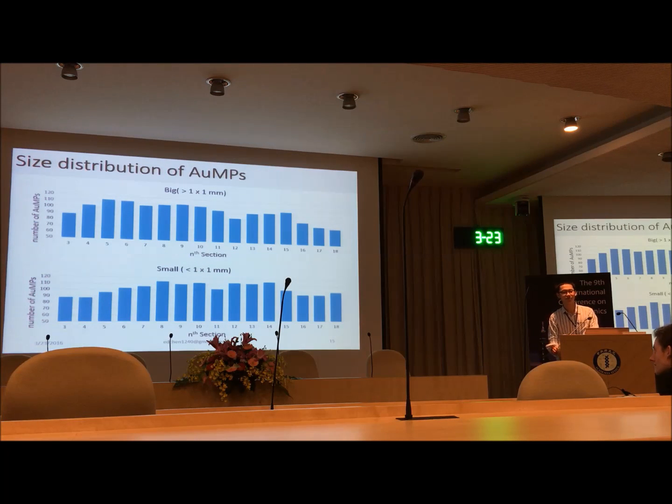And how about size distribution? This is the size distribution. We define the big microplates as those over 1 micrometer by 1 micrometer, and there are more gold microplates here and fewer gold microplates for the smaller microplates here. For the smaller microplates, there are more gold microplates in the rear area, so we can separate the gold microplates according to their size.